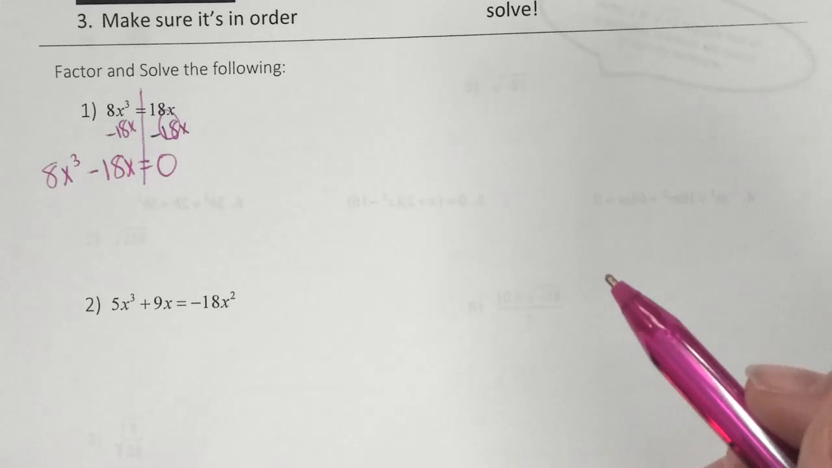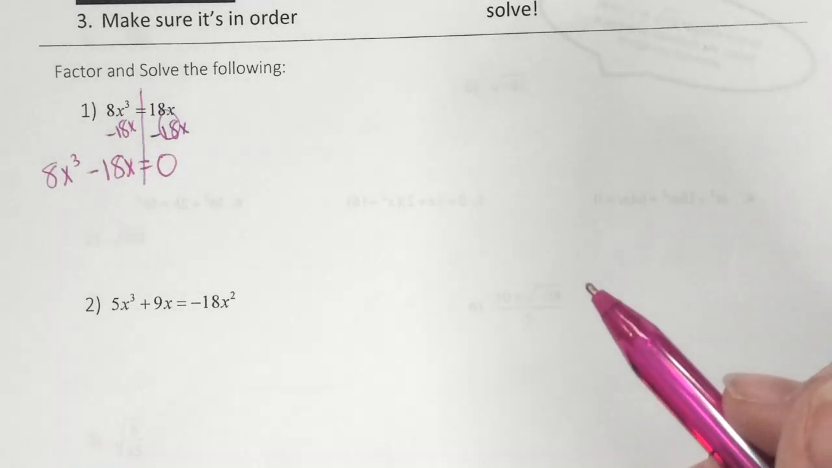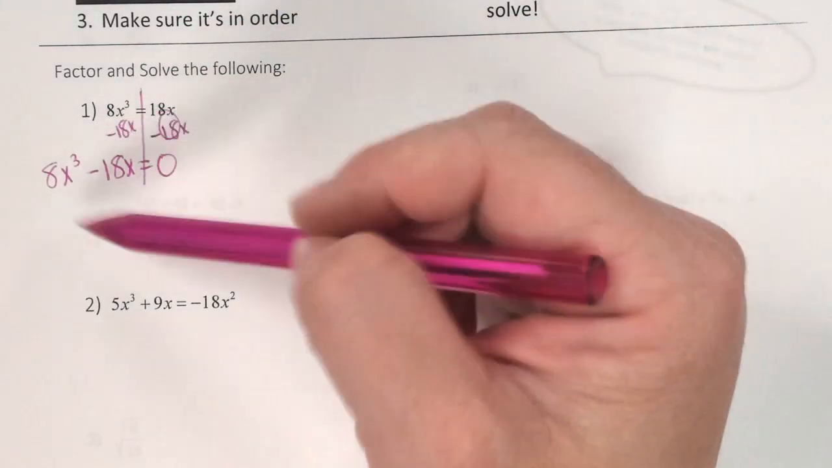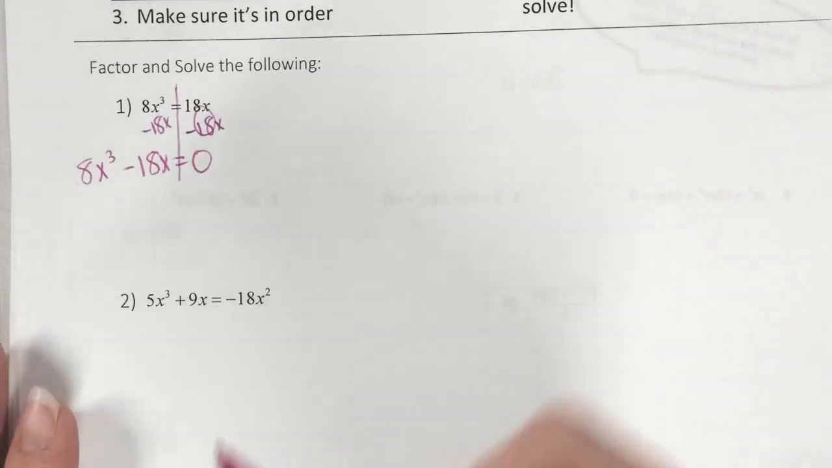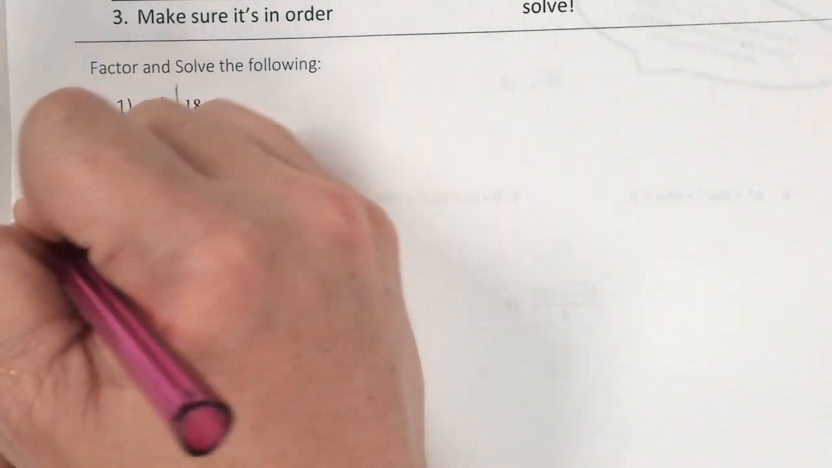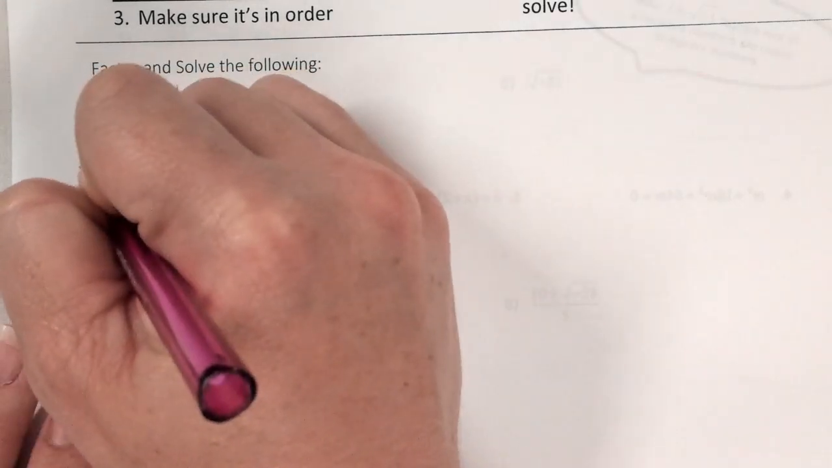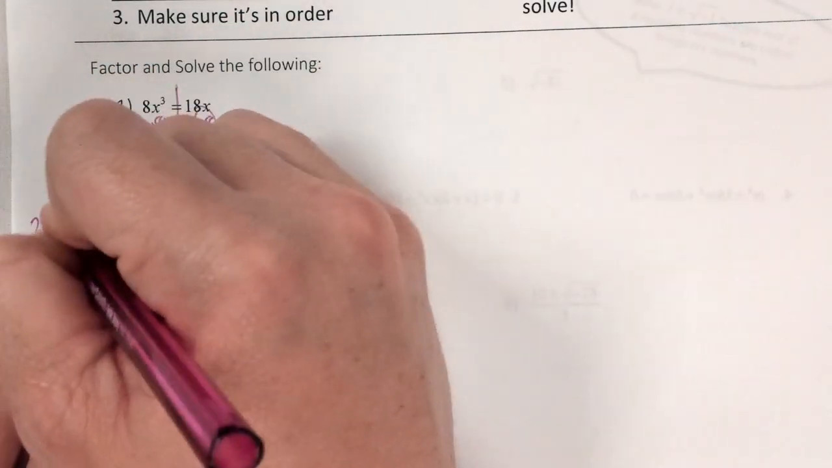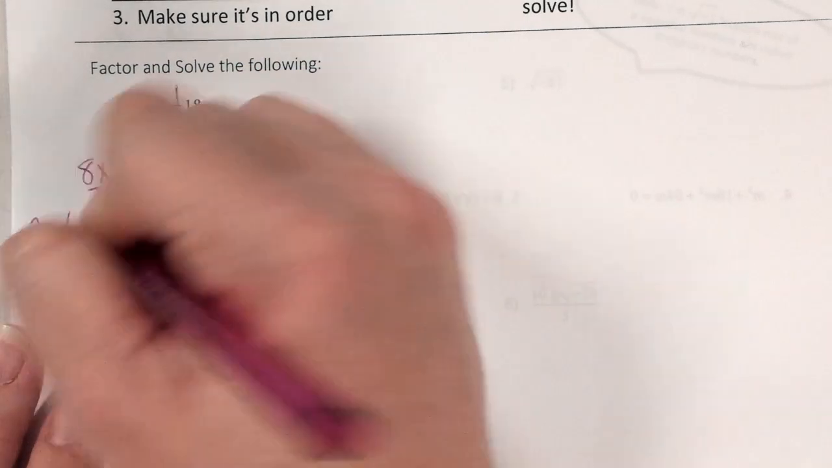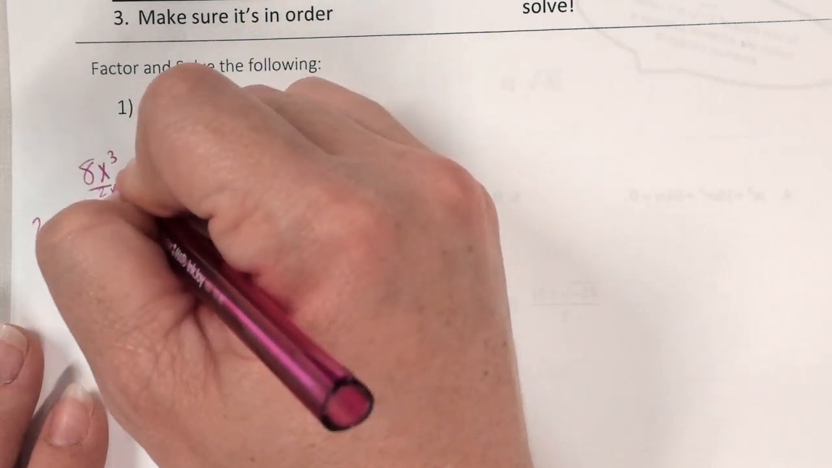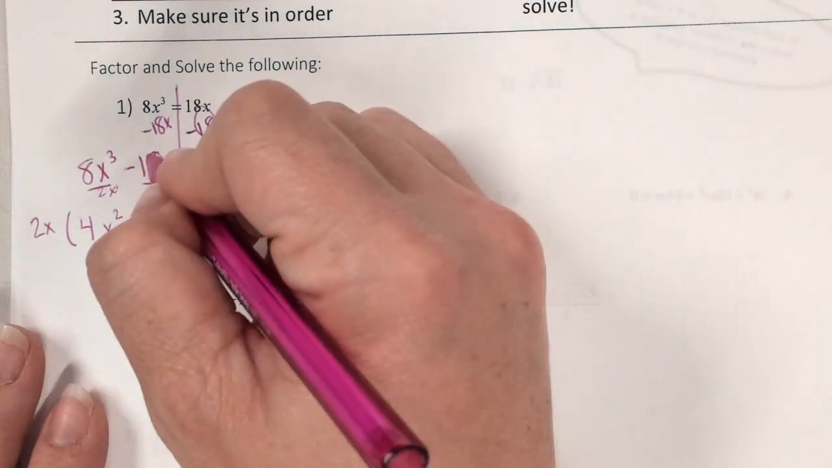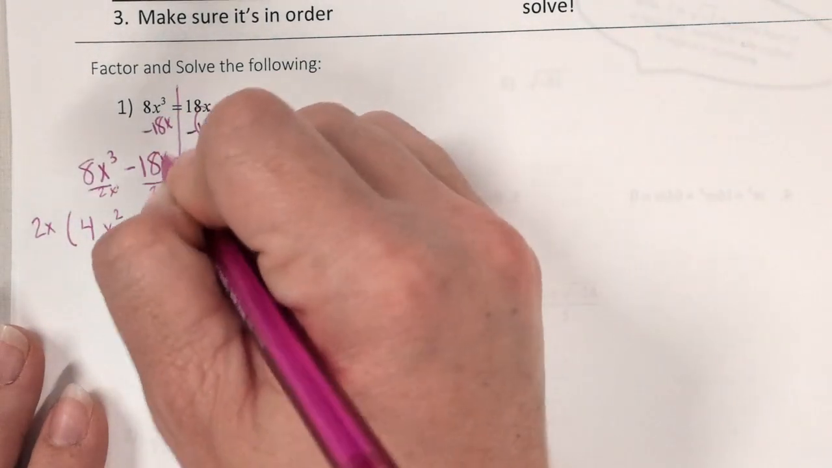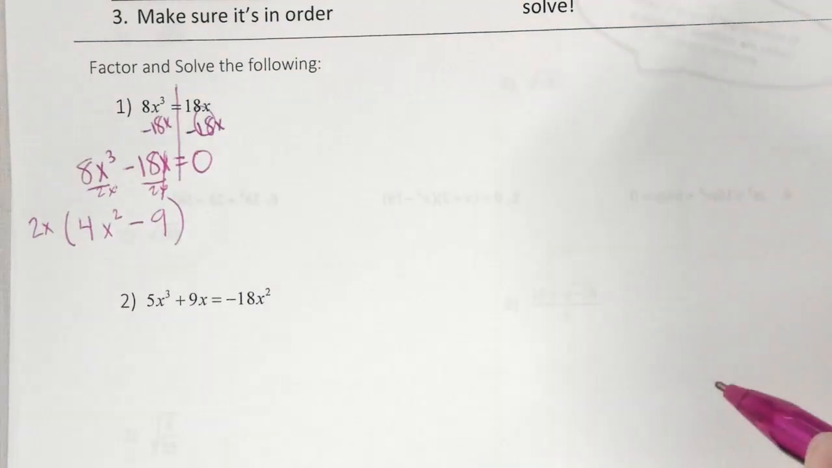Okay, so knowing that, does it have a GCF? Yeah, what's my GCF? 2x. So 8 divided by 2 is 4. And remember, when we're dividing, we subtract the exponents. So this is technically x to the 1. 3 minus 1 is 2. Minus 18 divided by 2 is 9. And these x's cancel because 1 minus 1 is 0.